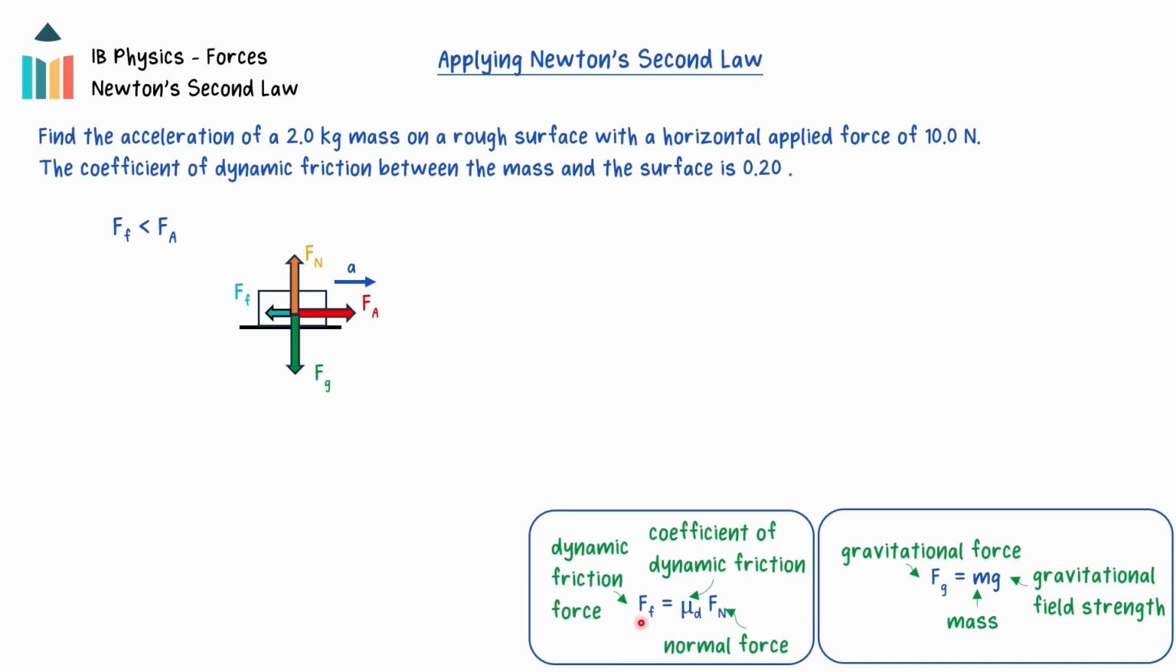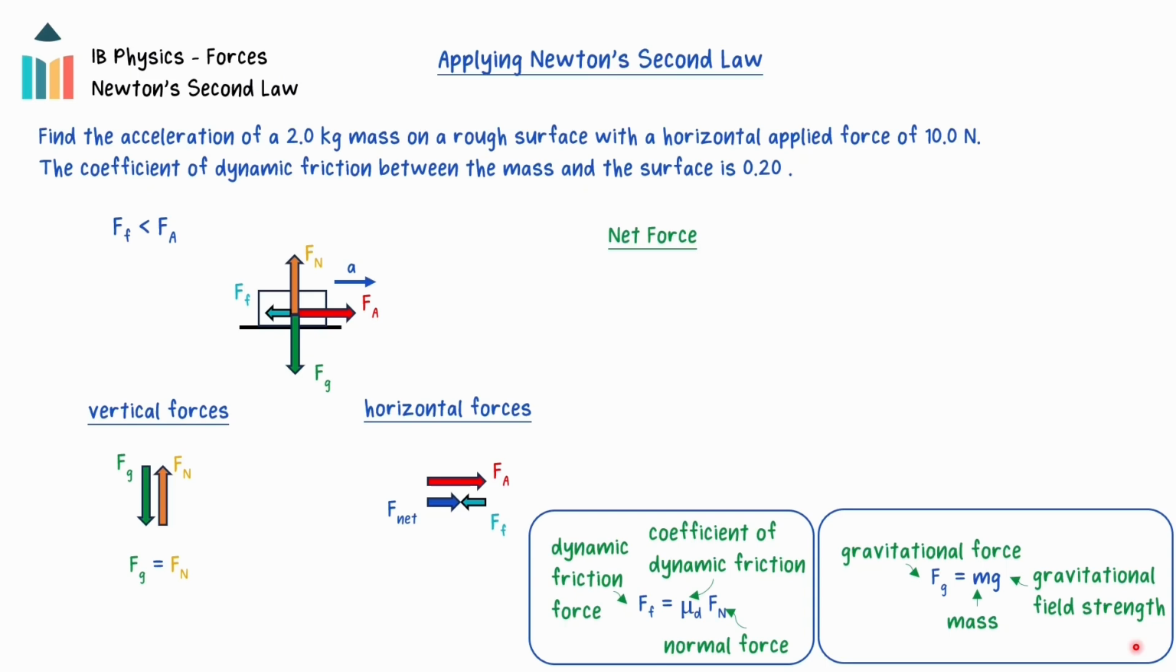Recall that the force of dynamic friction is equal to the coefficient of dynamic friction times the normal force, and the force of gravity is equal to the mass times the gravitational field strength. By considering the vertical forces, we can see that the normal force is equal in magnitude to the force of gravity. In the horizontal dimension, the applied force is acting to the right, and the friction force is opposing it, pointing to the left. These forces are not equal in magnitude, so there must be a net force acting in the horizontal dimension equal to the vector sum of these forces. Notice that because these forces are in opposite directions, a sign convention has been used, with the direction of the net force set as the positive direction.